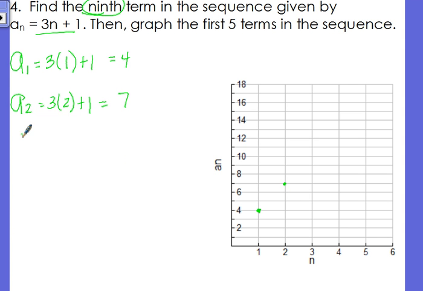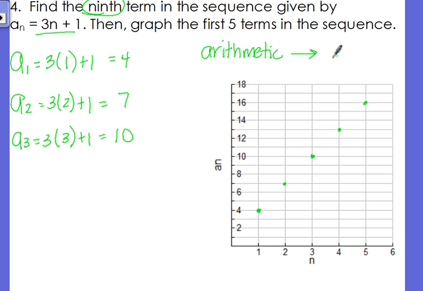To find the third term, 3 times 3 is 9. 9 plus 1 is 10. So the third term would be 10. And you'll notice now my common difference is 3. So to find the next term, I could just add 3. The next term, I could just add 3. And you'll notice that these make a linear graph. So whenever my function is arithmetic, it is represented by a linear function.